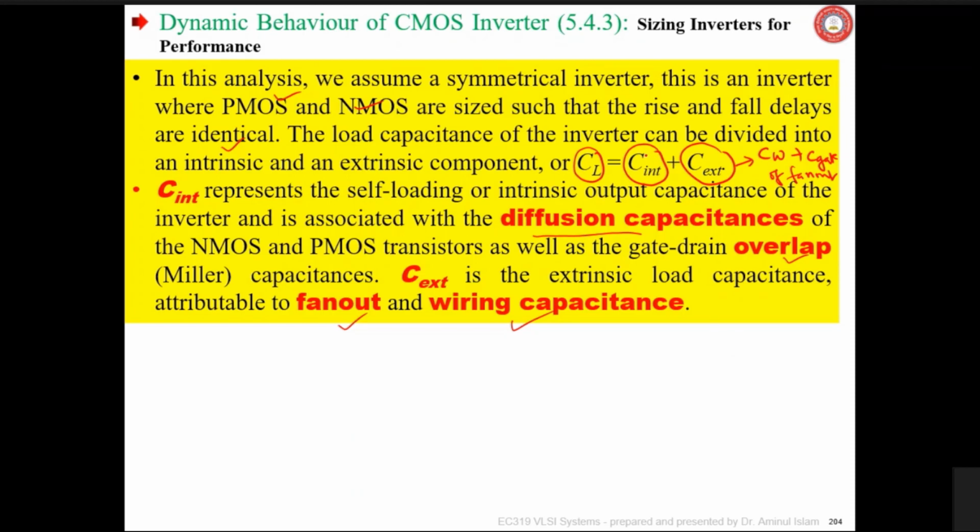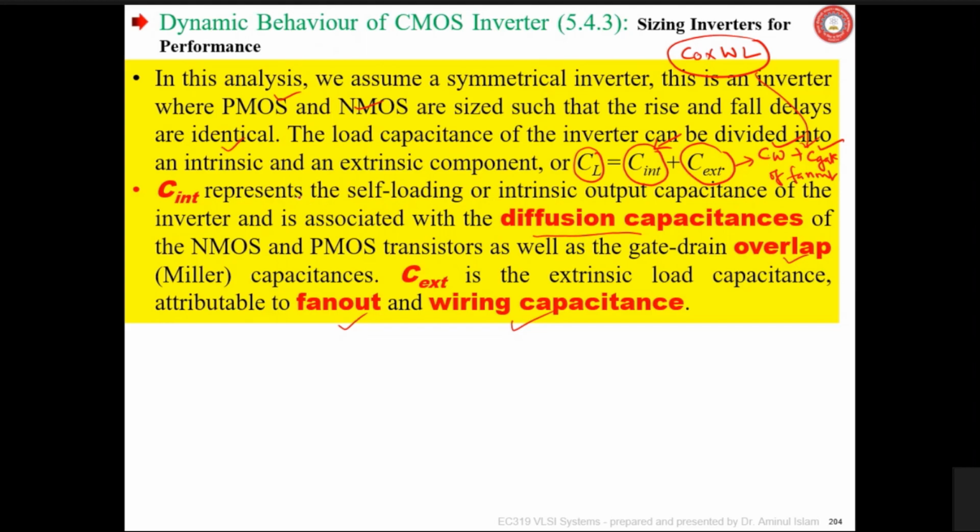So what is the intrinsic part? Maybe the drain diffusion capacitance. Extrinsic may be your fan-out gate capacitance and wire capacitance. That is Cox into WL. This part is the gate capacitance of the fan-out gate and wire capacitance. This is extrinsic, and intrinsic is your drain diffusion capacitance or the effect of CGD of both the MOSFETs, the Miller effect.